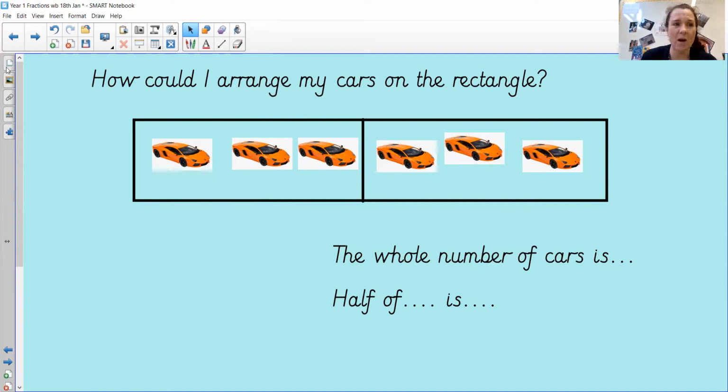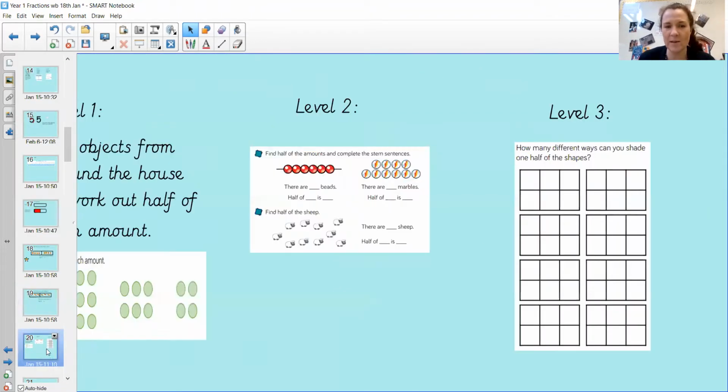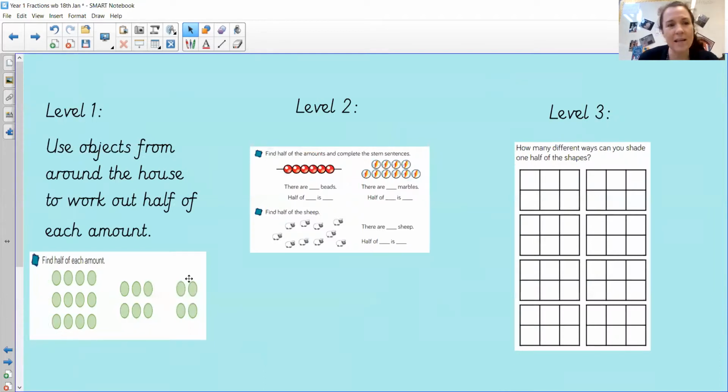Okay, right. So having a think about what you're going to be doing today, here are your challenges. Now, level 1 is what we were doing earlier with the sweets. So you're just going to find objects from around your house and work out half of that amount. So like I said, it could be anything, any number of objects that you can find. And then you're going to work out what half of those objects are.